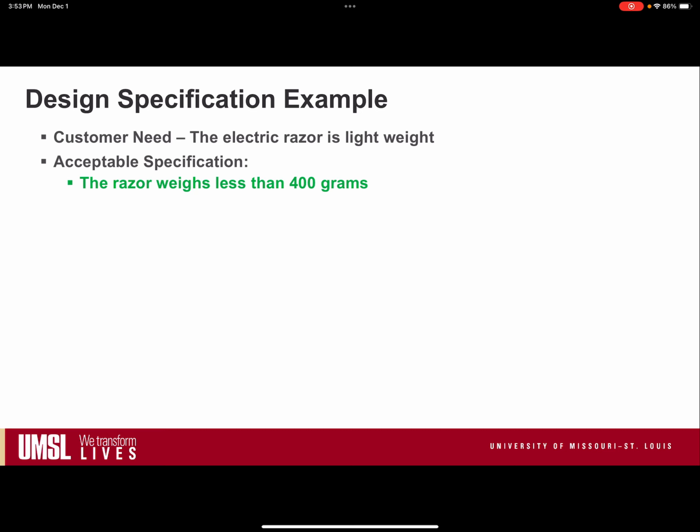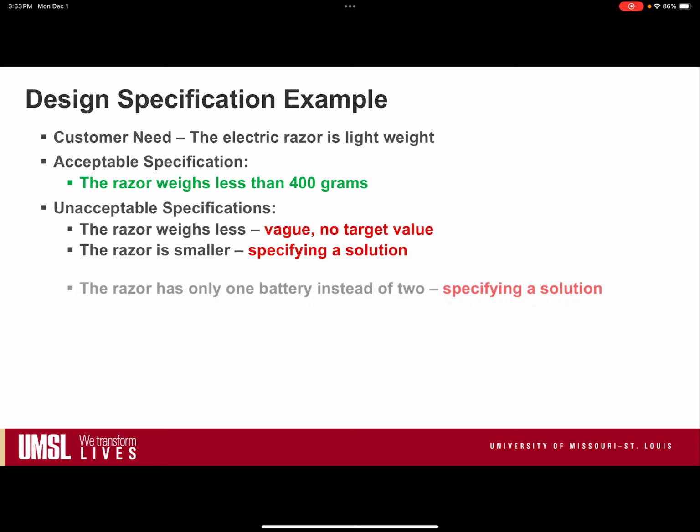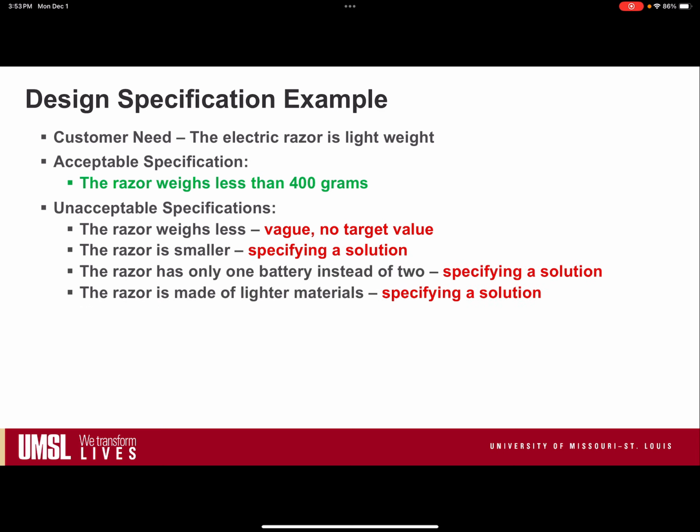Let's look at an example of this razor. The razor weighs less than 400 grams. This is a very good specification because it's not vague and it has a value. For specs, we need values: 400 grams. What is not a good spec is if you say the razor weighs less. It doesn't have any value, it's vague. I don't know what you mean by weigh less. Or if you say the razor is small, or only has one battery, or is light.